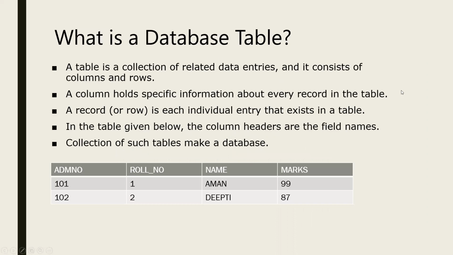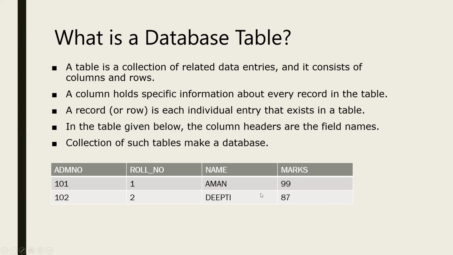What is a database table? A table is a collection of related data entries and it consists of columns and rows. A column holds specific information about every record in the table. A record or row is each individual entry that exists in a table.